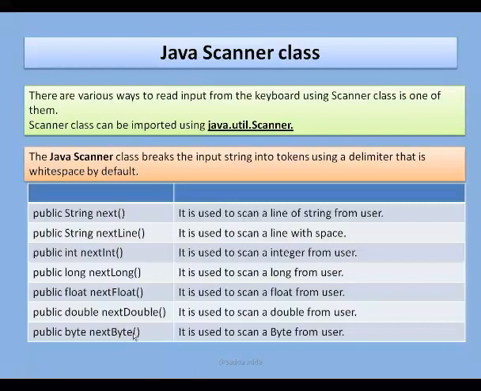How will you memorize it? You can see that Scanner is a class, so the first letter of this class name is capital. By this you can identify that this is the Scanner class. Where does this Scanner class exist? It exists in the java.util package. In the java.util package there is one Scanner class, and these are the methods belonging to that class.